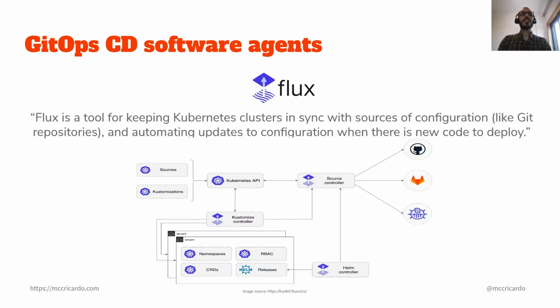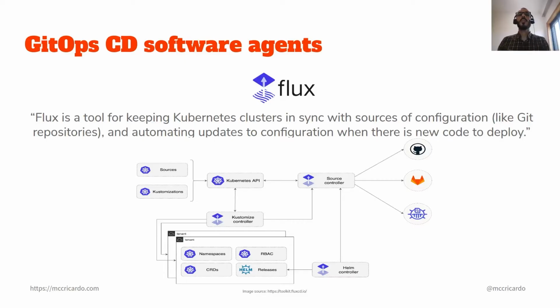So the first example of an agent that we are going to see is Flux. Flux was made by Weaveworks, the company that popularized GitOps, and it's a tool for keeping Kubernetes clusters in sync with sources of configuration files in Git repositories. It means to automate all the deployments into our cluster.